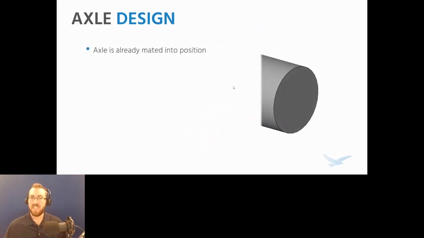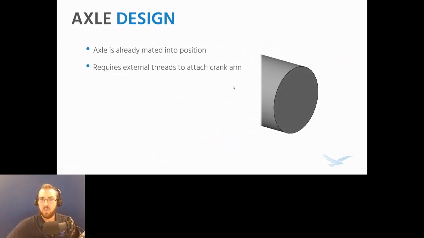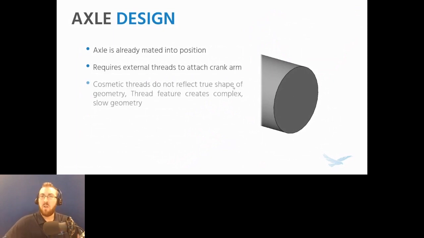Our axle is already built into the assembly, but it doesn't have any threads. We're going to need some threads in order to attach the crank arm component. Now, in previous years, we had two major options. We could use cosmetic threads, which were purely cosmetic and graphical that don't actually affect the geometry of the part, which can make mating surfaces complex. We wouldn't have anything to necessarily mate to.